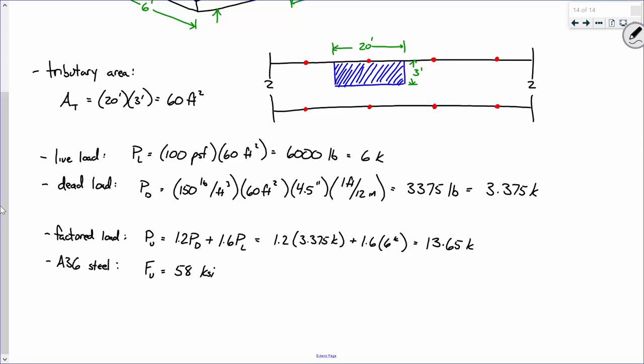The spec says you must have a tensile stress of at least 58 KSI. And they were meeting it. They were also getting a lot more. Okay, they were reaching 60, 70, 80 KSI.